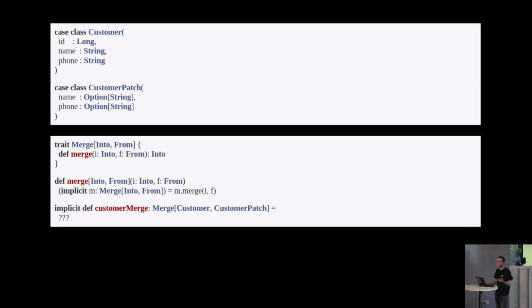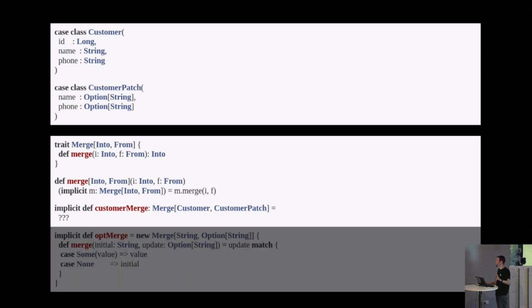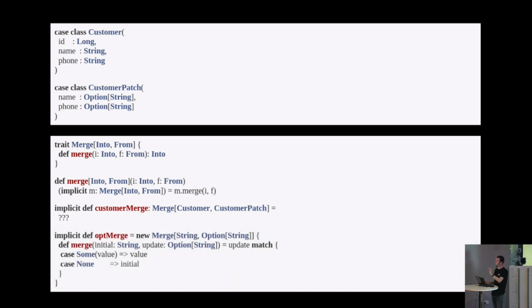There's a mechanism in Scala for taking these apart and then asking implicitly for a merger for each field. I'm not going to get into that today. But I'm going to show you one of the building blocks you might use, which is to say, okay, what does it mean to be able to merge a string with an optional string?